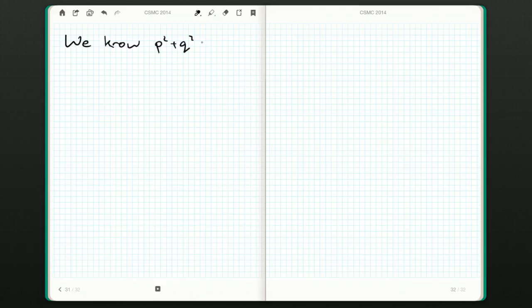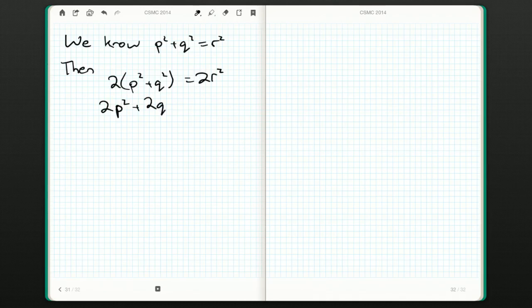Now we already know that P squared plus Q squared is equal to R squared because we were told that PQR is a right angle triangle. So if we multiply both sides by 2, we don't change the fact that we have an equality here. And we can work our way down and show, using our new information for A squared, B squared, and C squared in terms of P, Q, and R, that A squared plus B squared is equal to C squared.